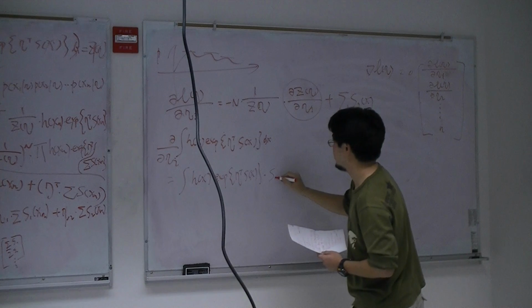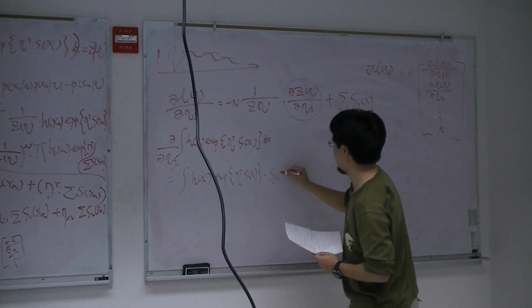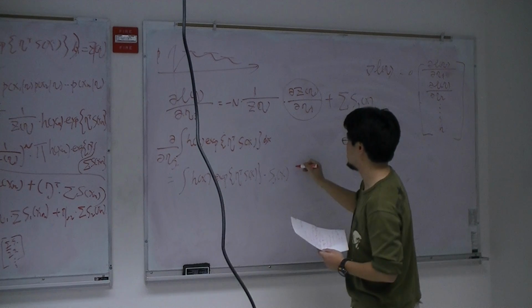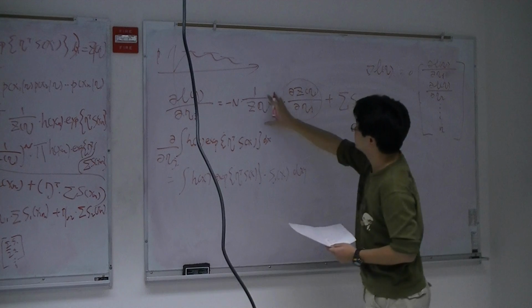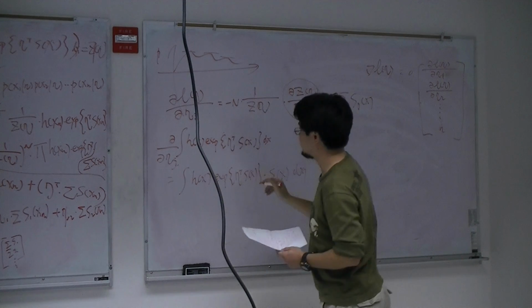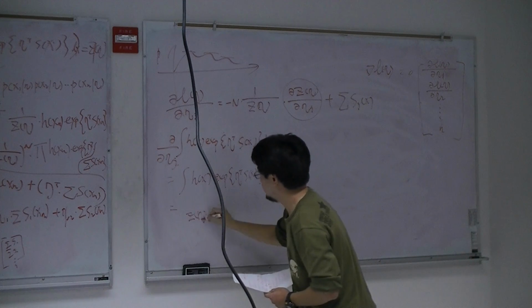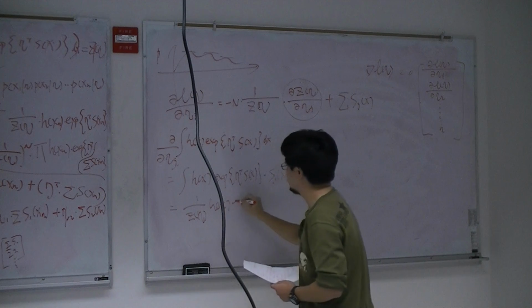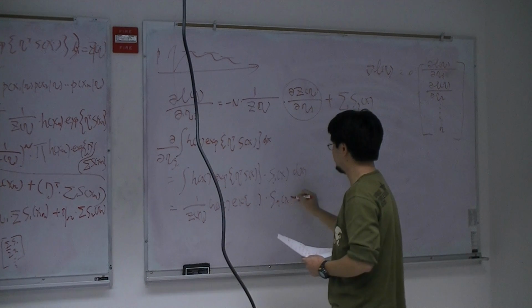S_j(x). And notice we have this term here. So if I move this term inside of this integral, we get Z^-1 h(x) exp(...) S_j(x) dx.